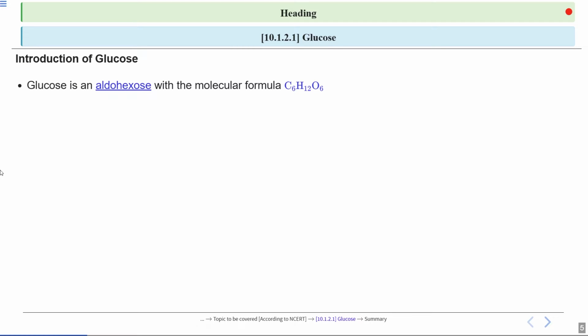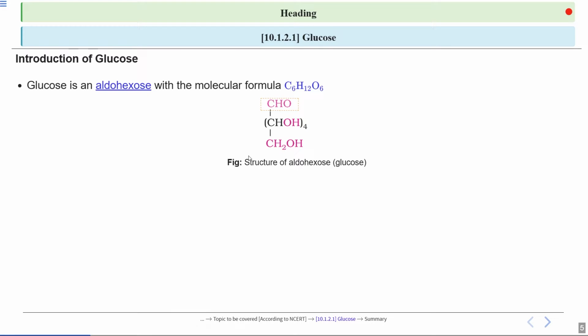So first of all, notice that glucose is an aldohexose. Okay, what does this mean? This means it is a sugar with 6 carbon atoms and it contains an aldehyde group. So the molecular formula is C6H12O6. That means it is made up of 6 carbon atoms, 12 hydrogen atoms and 6 oxygen atoms. So it is an aldohexose.